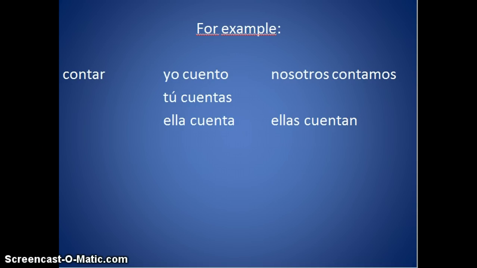Another example, contar. Yo cuento. Tú cuentas. Ella or él o usted cuenta. We don't like the stinky boots, so nosotros contamos. Yeah? Ellas or ellos or ustedes cuentan.